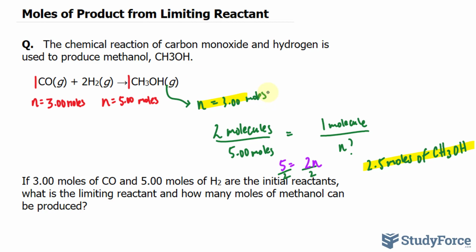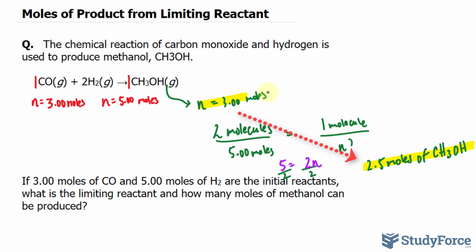The way we select the limiting reactant is we look at which of these two reactants gave us the smaller amount of moles of methanol. The smaller amount, being 2.50, is the maximum amount of methanol that can be produced from the limiting reactant, which happens to be H2, when it's completely consumed.